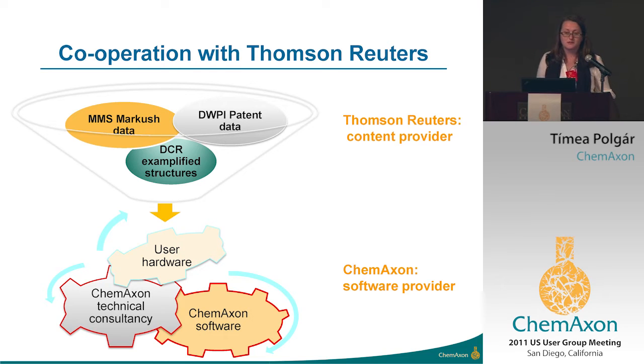The cooperation with Thomson Reuters looks like this. So Thomson Reuters provides the content: the Markush structures, the patent text data, the exemplified structures. ChemAxon is the software provider, so on your hardware, installed on your hardware, you can execute these Markush searches. ChemAxon also provides technical consultancy to help you set up the system.